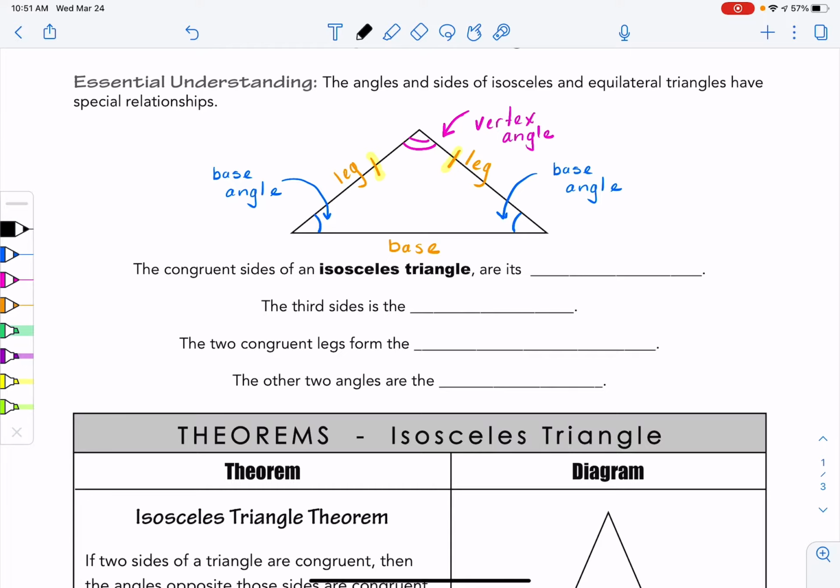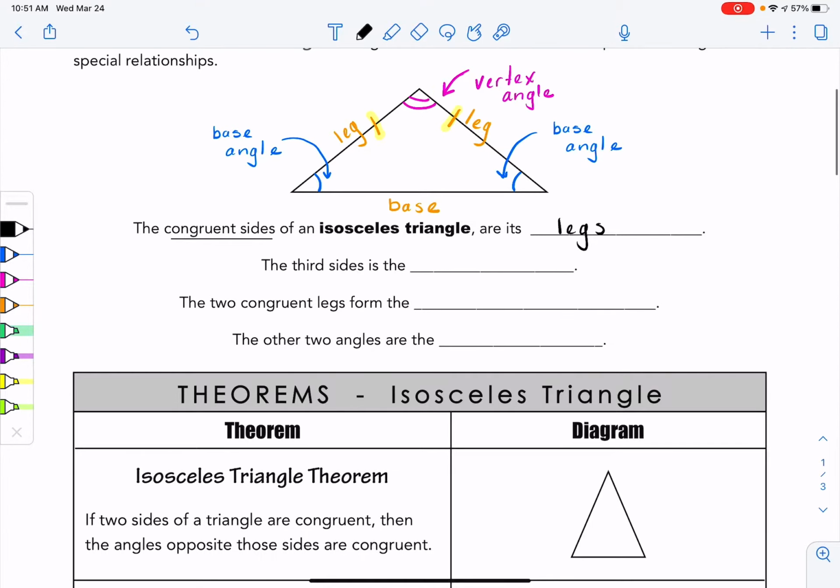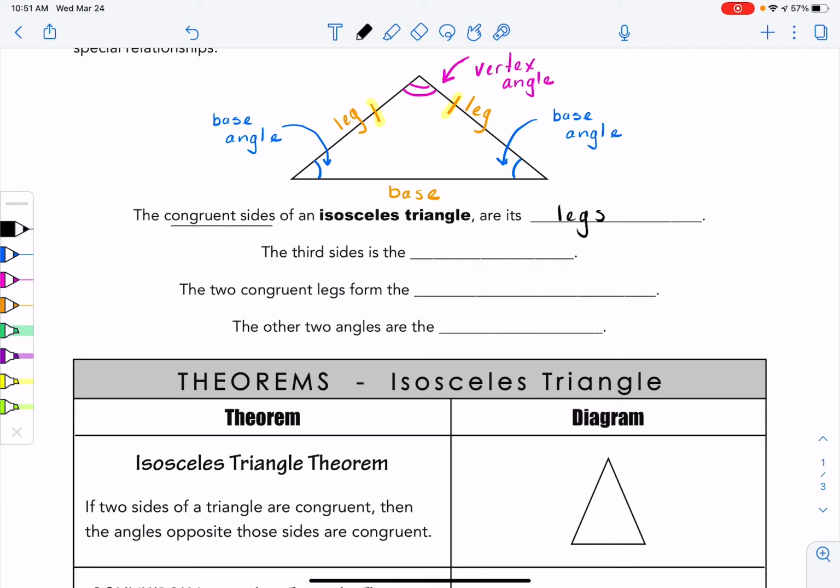So to go through these vocab words really quick, the congruent sides of an isosceles triangle are its legs. Again, notice it says congruent sides, so those two legs are congruent. The third side is called the base. That's this side here.